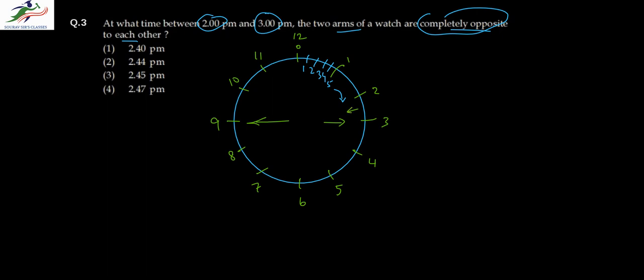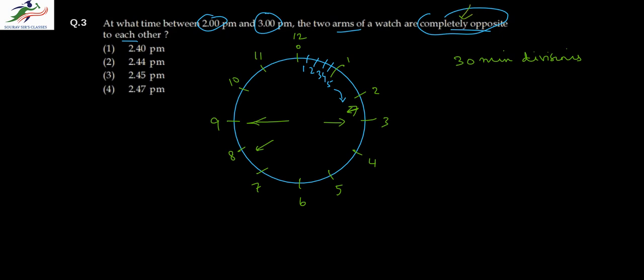or the hour hand is somewhere here, and the minute hand is somewhere here, and things like that. So that means the gap between the hour hand and the minute hand would be 30 minute divisions. So this is the meaning of the words completely opposite to each other.